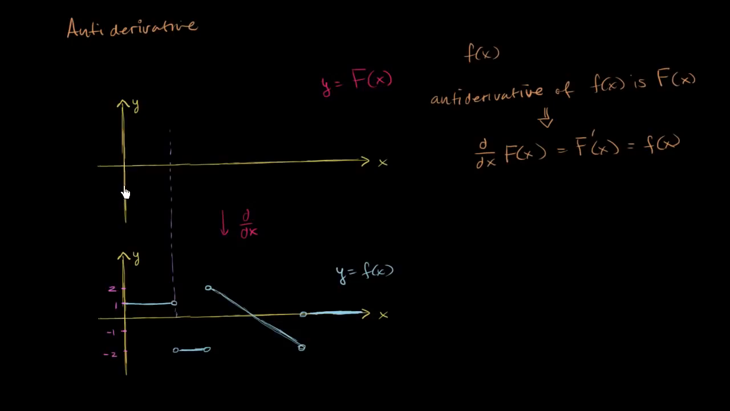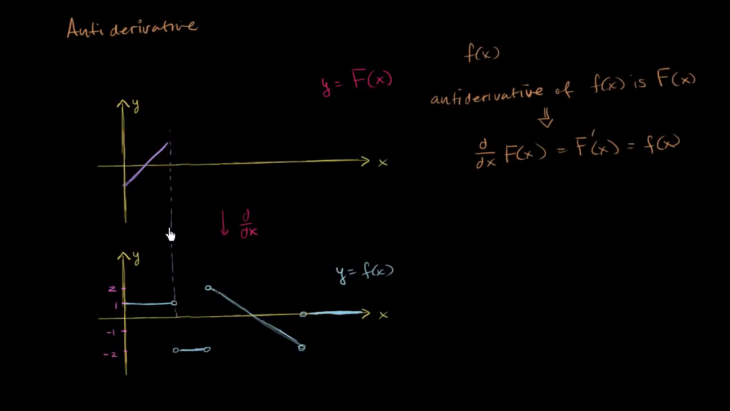So I could have a line that looks something like this. I want to draw a slope of positive 1 as best as I can. So let's say it looks something like this. And I could make the function defined here or undefined here. The derivative is undefined at this point. I could make the function defined or undefined as I see fit.